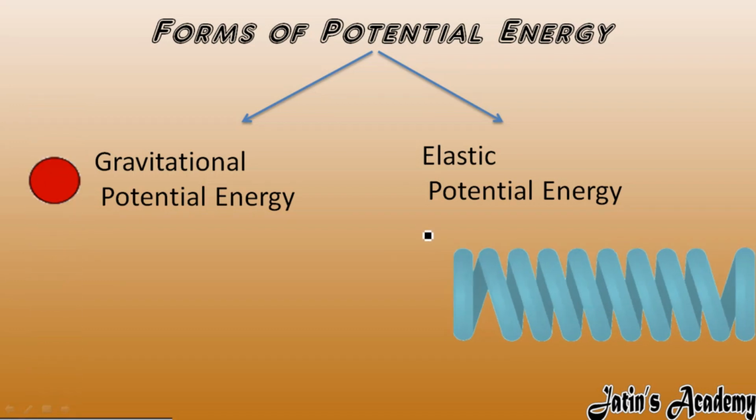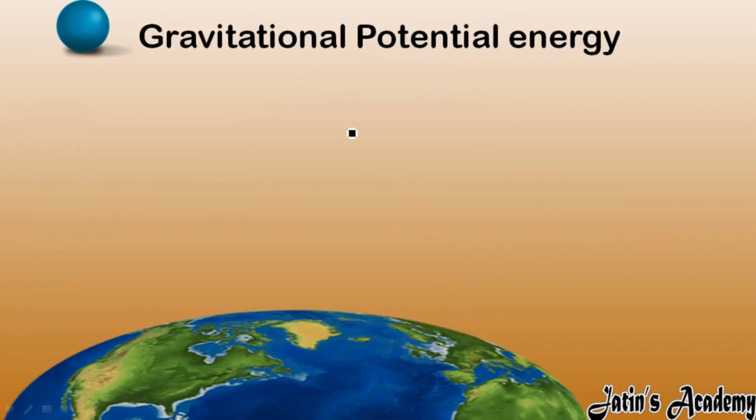Clear? Next we have to see what is gravitational potential energy in detail. Carefully see. Gravitational potential energy, we know that each and every body is attracted toward the earth. Okay, some force is acting by the earth. Why? Because two bodies attract each other.